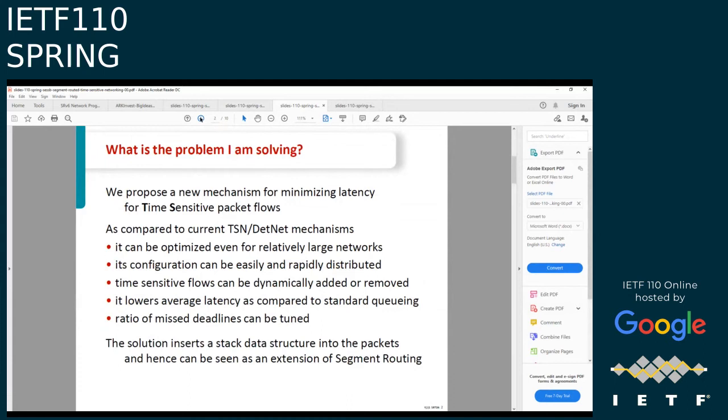So what is the problem? The problem is time sensitive flows, that is, packets that have to get to their destination in an expeditious way with minimal delay. And I'm talking about really minimal delay. I'm talking about things which are more sensitive to time than some of the stuff they're talking about in DetNet.